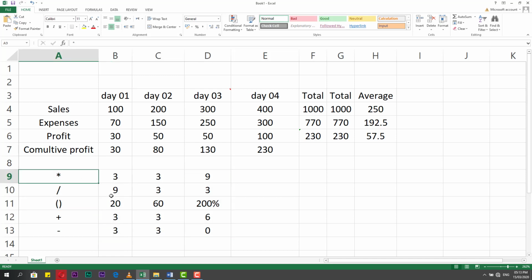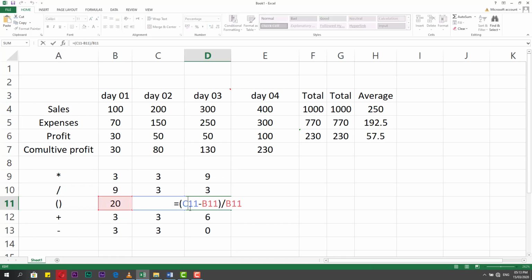Okay, this is everything we speak about, and all of this is easy, but you must know the bracket is very important. You must put the part you need to subtract in brackets first, in the bracket. After this you can divide or multiply.